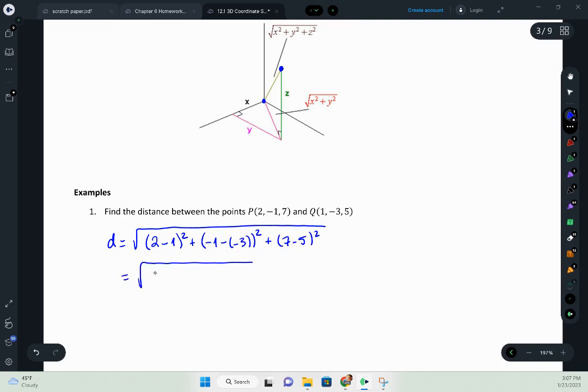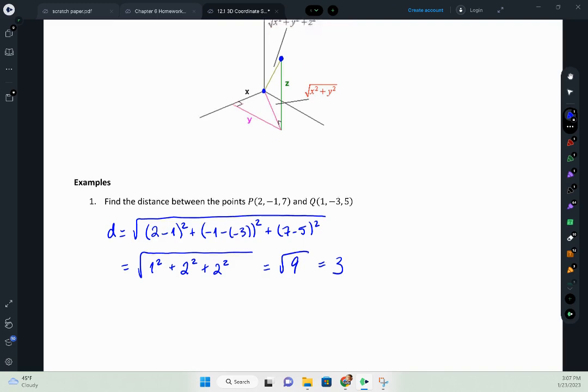Simplifying, this becomes 1 squared. -1 minus a -3 ends up being a +2 squared. And then 7 - 5 is 2, so we get another 2 squared. This is going to add up to a nice square root of 9, which is 3. Okay, so that's pretty straightforward. Not much of a reach from what we did many, many years ago in algebra.